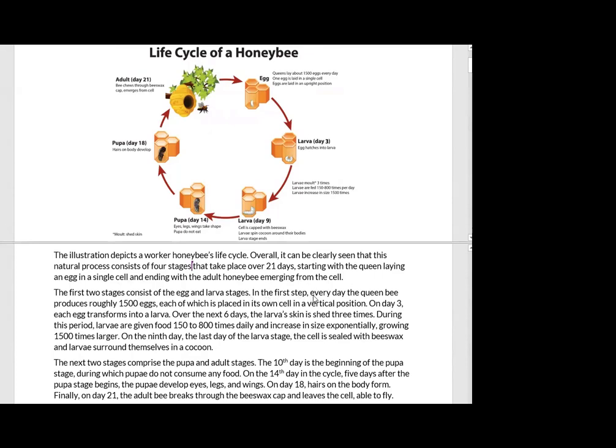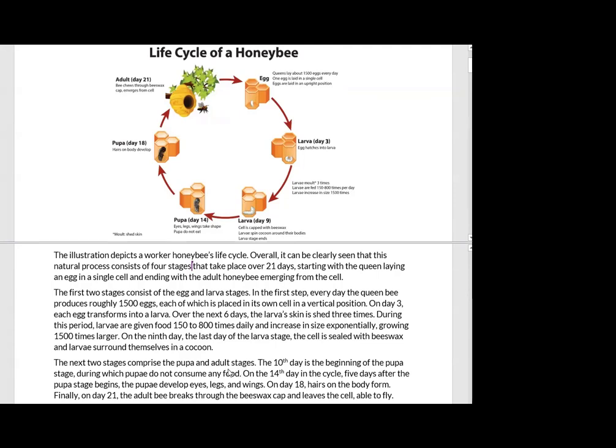In the first step, every day the queen bee produces roughly 1,500 eggs, each of which is placed in its own cell in a vertical position. On day 3, each egg transforms into a larva. Over the next 6 days, the larva's skin is shed 3 times. During this period, larvae are given food 150 to 800 times daily and increase in size exponentially, growing 1,500 times larger. On the 9th day, the last day of the larva stage, the cell is sealed with beeswax and larvae surround themselves in a cocoon.